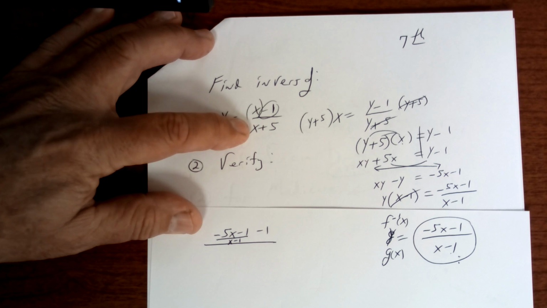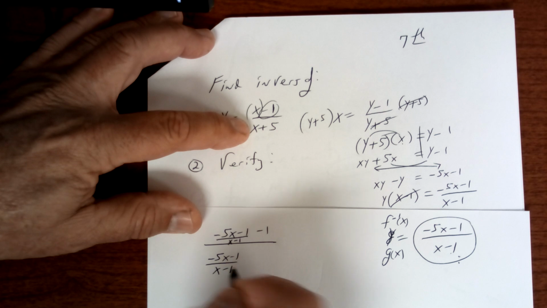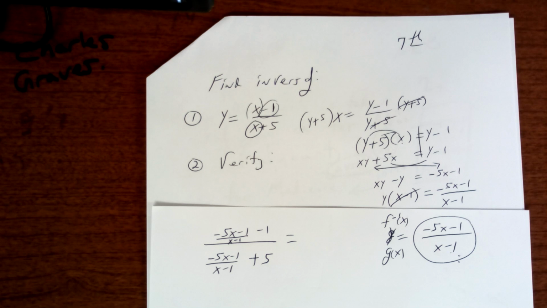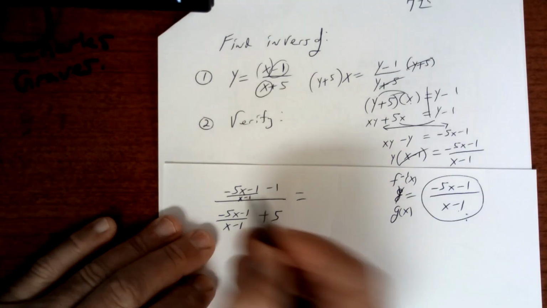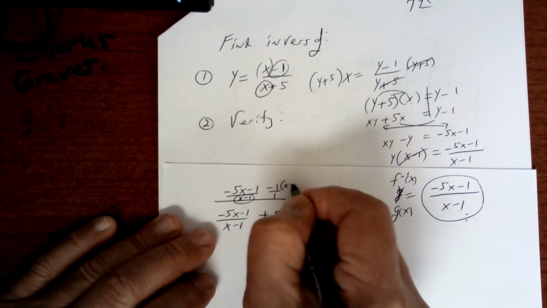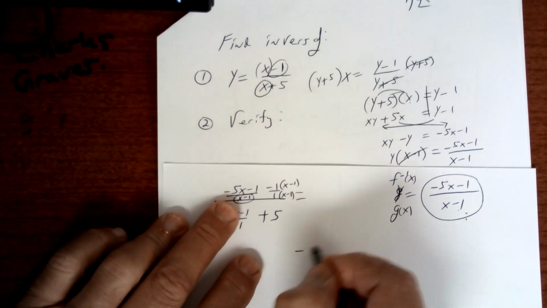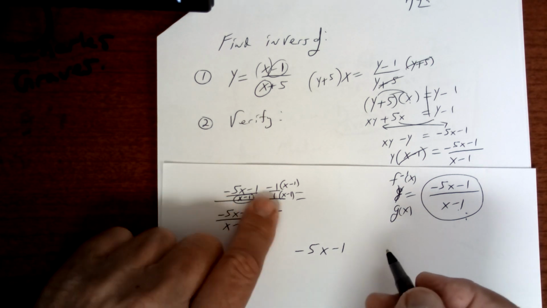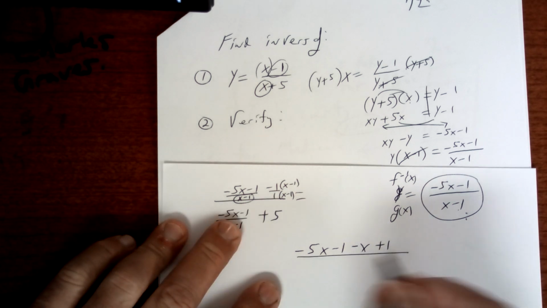Then we're going to substitute this, so negative 5x minus 1 over x minus 1, in place of that x, and then plus 5. And what you have to do is work that out, and hopefully it works out to what you want it to. Your least common denominator for these two is x minus 1. So you're going to multiply top and bottom by x minus 1. When you do that, you're going to get negative 5x minus 1, and then you're going to get negative x, and then plus 1, all over x minus 1.